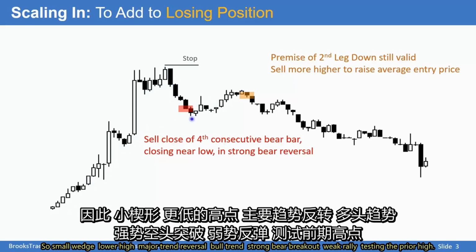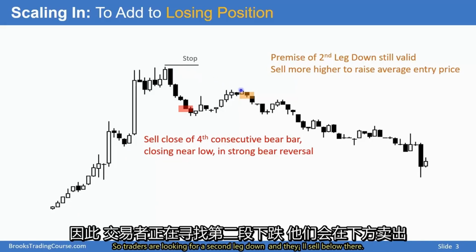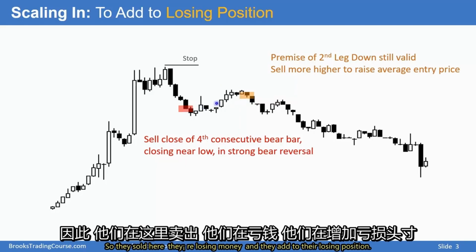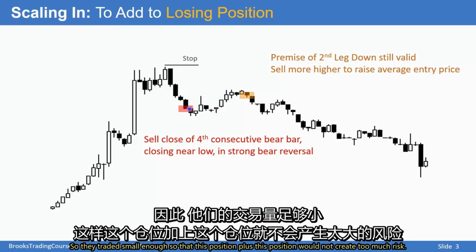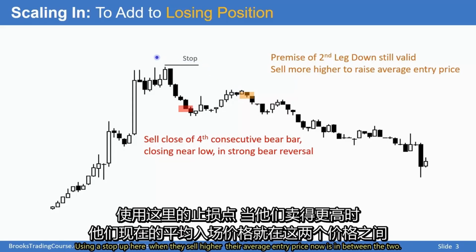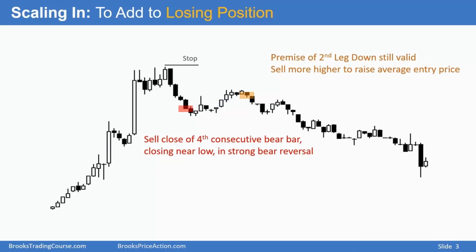Bull trend, strong bear breakout, weak rally, testing the prior high. So traders are looking for a second leg down, and they'll sell below there. So they sold here, they're losing money, and they add to their losing position. But when they're selling here, they knew their stop was up here, and they knew they may want to sell more higher. So they traded small enough so that this position plus this position would not create too much risk using a stop up here. When they sell higher, their average entry price now is in between the two, so their average entry price is right here.